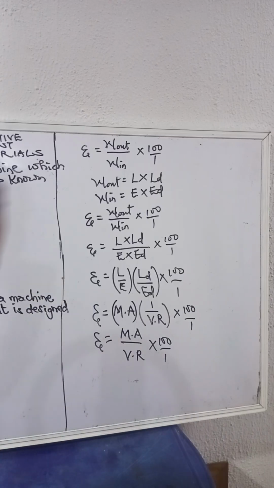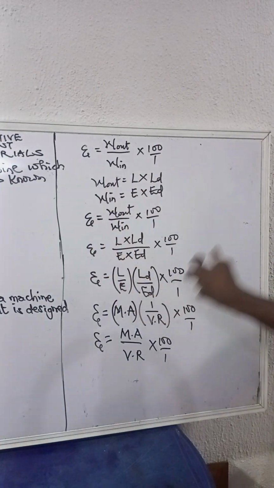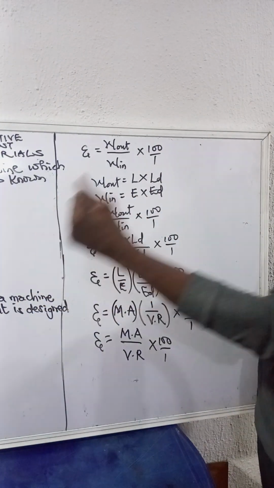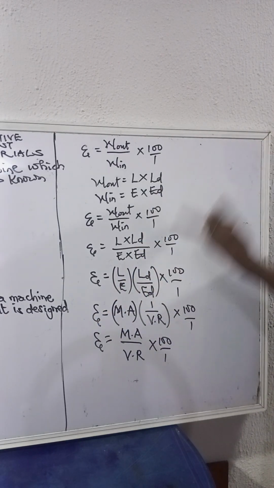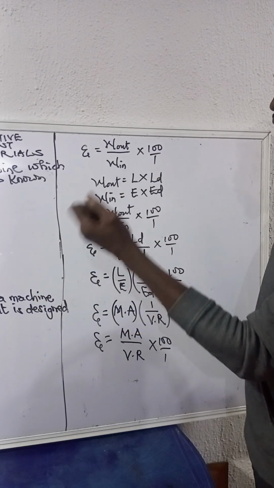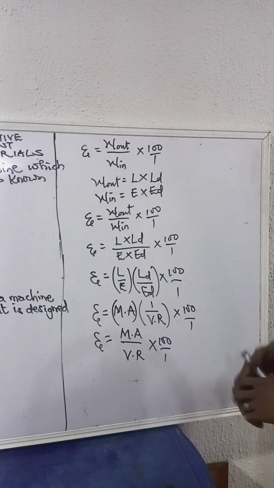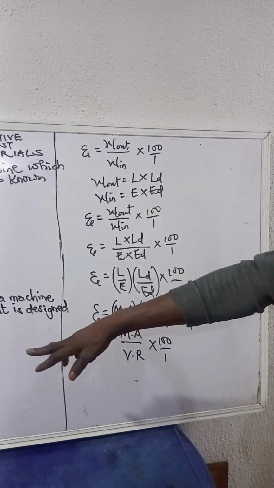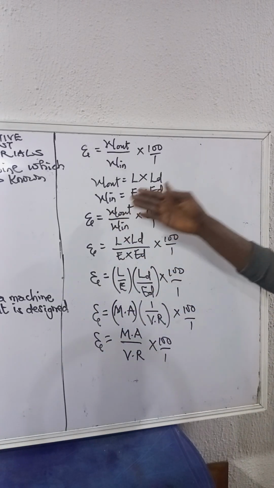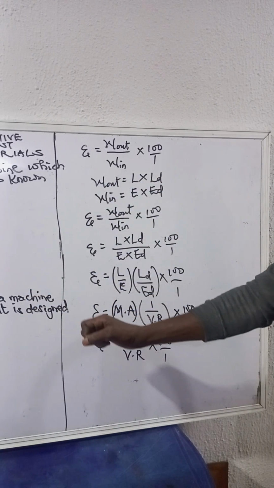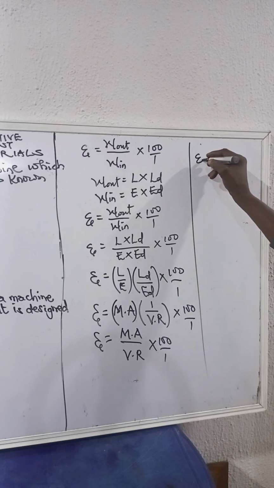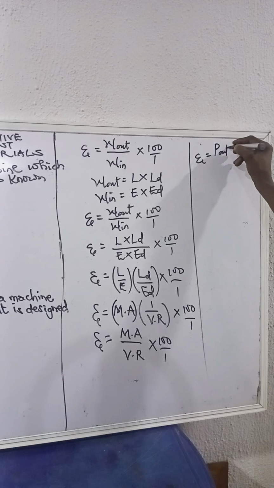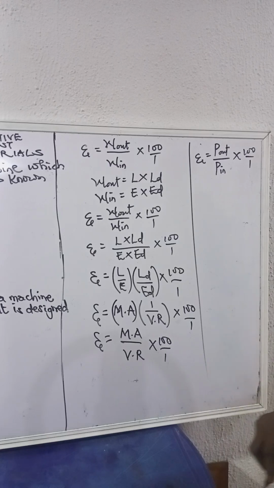I want to believe that I've taken you through how to really understand the terms related to simple machines, which are mechanical advantage, velocity ratio, efficiency, and ideal machine. And for this aspect of efficiency, we have it as what? Work output over work input. It may as well be written as efficiency equal power output over power input times 100 over 1.